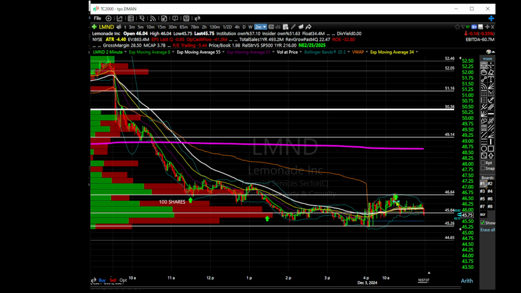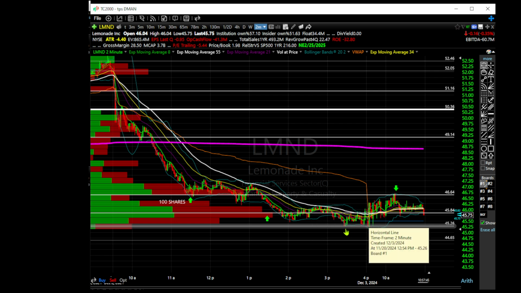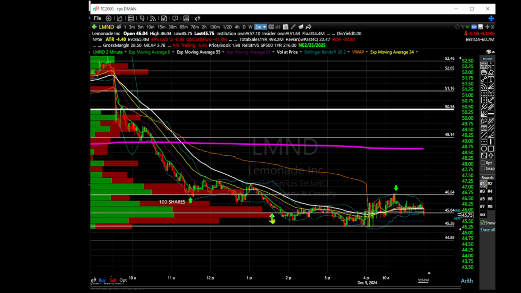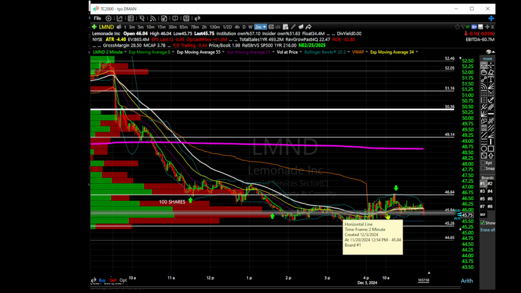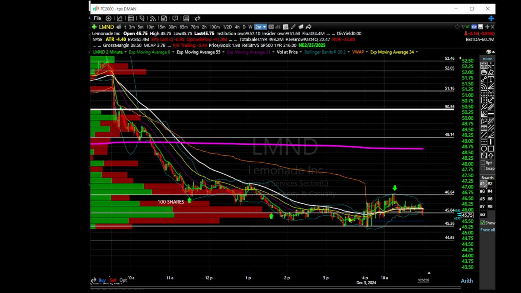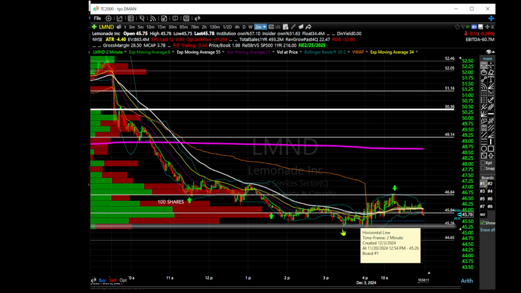Well, guess what else I sell right here at this value area high? So I sold 50 from down here, but I'm also selling 50 from here. Does that make sense? So this buy, I've now sold 50, and I've taken 45.84 to 46, so about another 80 cents out of that, right? Which is half of this position. So now I'm holding 150 shares.